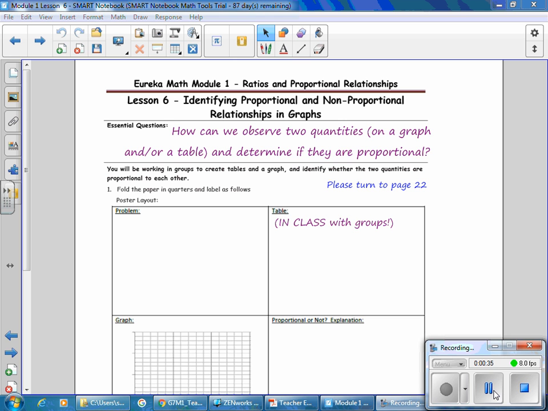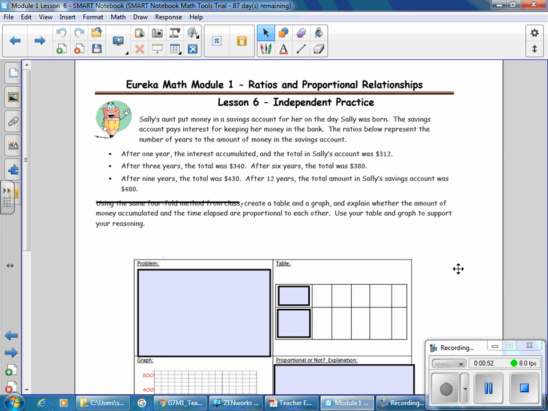Please pause the video and write down your essential question. How can we observe two quantities on a graph and/or a table and determine if they are proportional? Then turn to page 22 in your book. We are going to do this problem as our example.